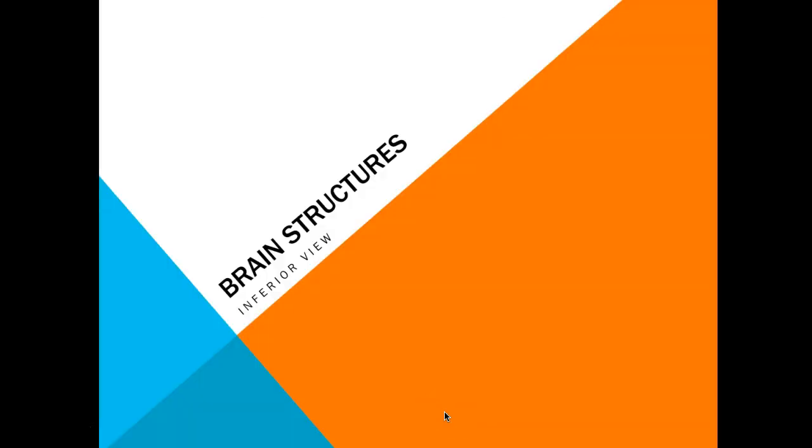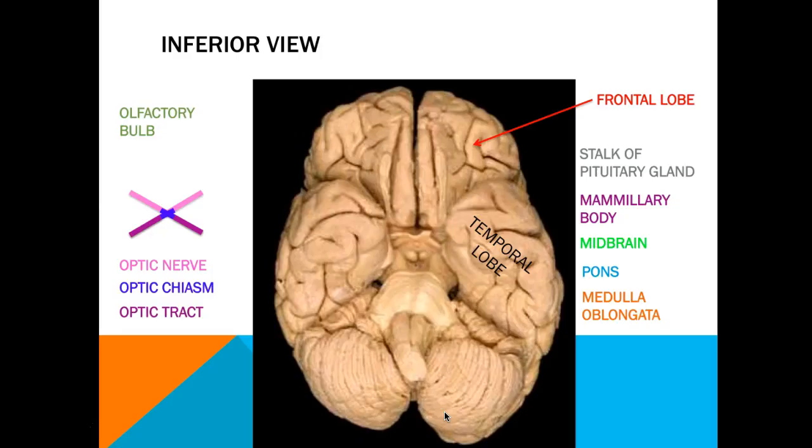Now let's move into inferior views. So when we look at the brain from an inferior view, we will see that the frontal lobe, of course, will be the most anterior. Lying inferior to this frontal lobe, we will see the olfactory bulb. This will assist in bringing down cranial nerve number 1, which is the olfactory nerve. More on this in the coming slides.